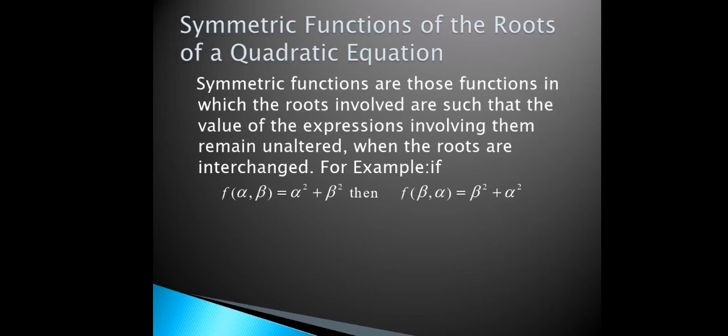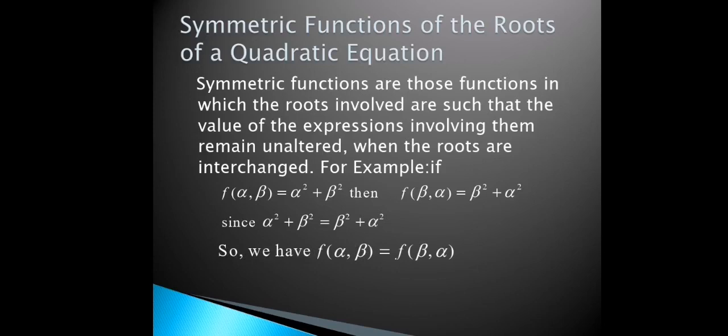So interchanging the positions of alpha and beta won't affect the resultant term or the sum of the two terms alpha square and beta square. Since alpha square plus beta square is equal to beta square plus alpha square, the function containing alpha beta and the function containing beta alpha, that is, whether we write alpha first or beta first, won't affect the result of the addition of these two terms.